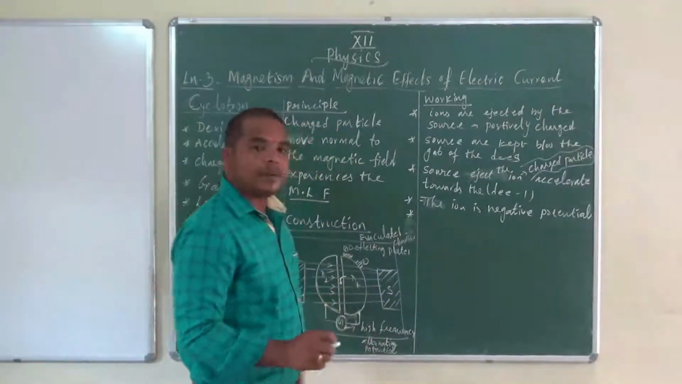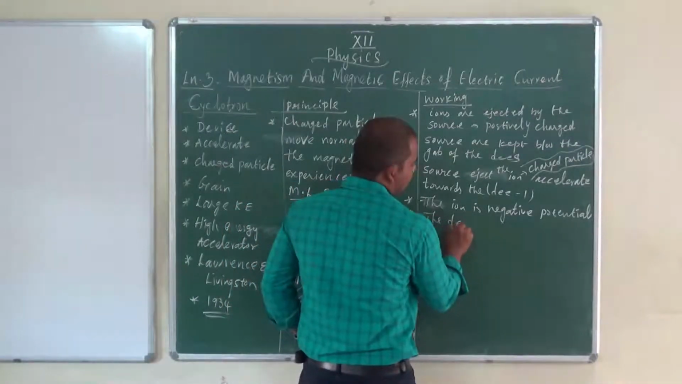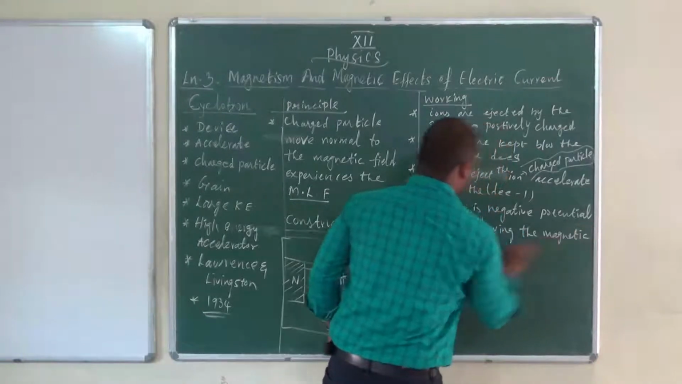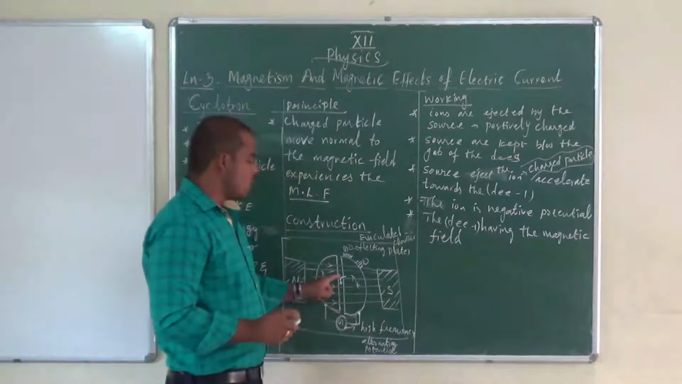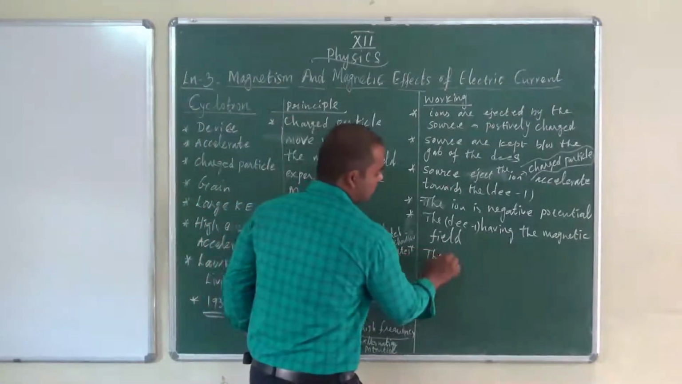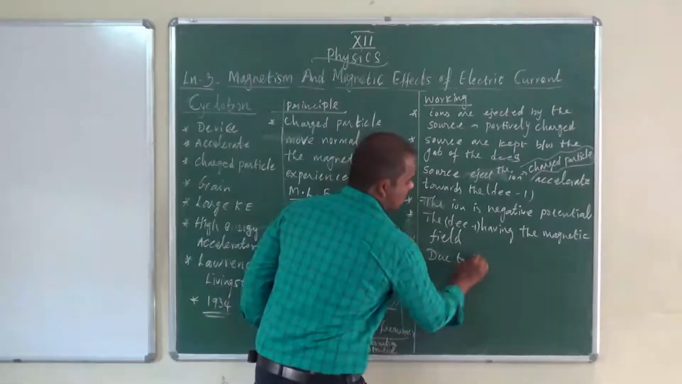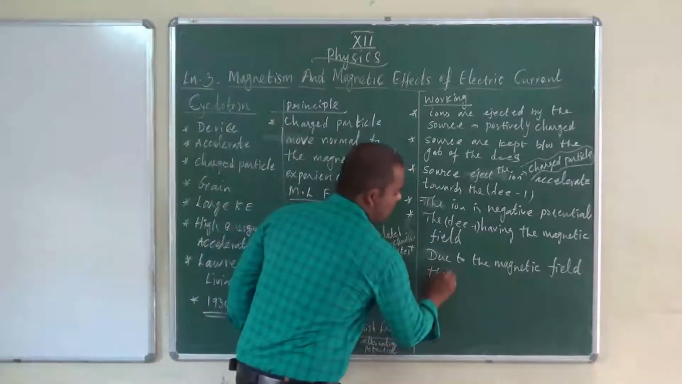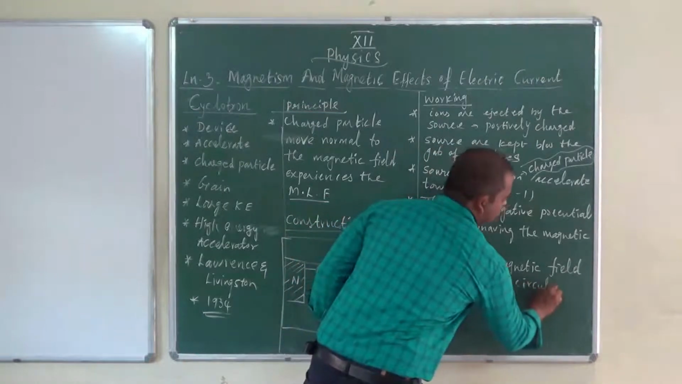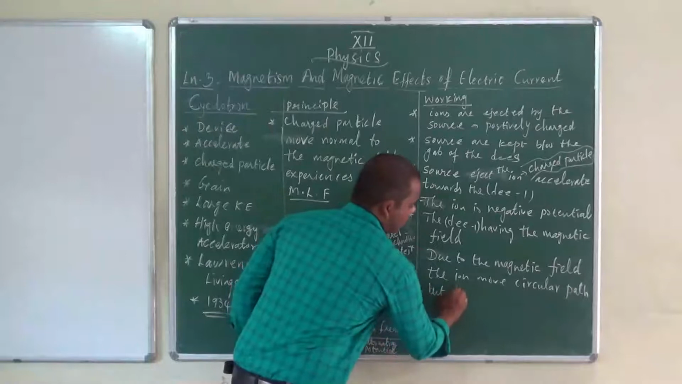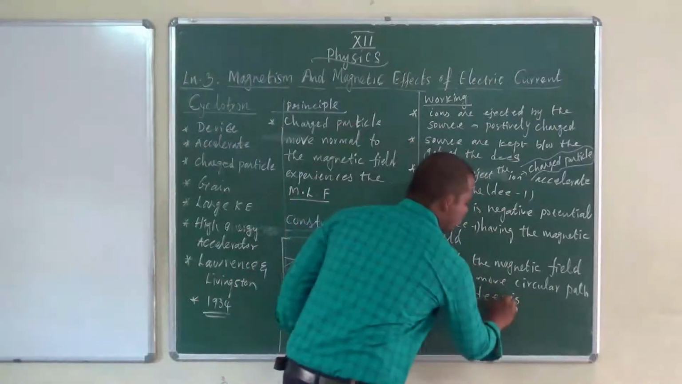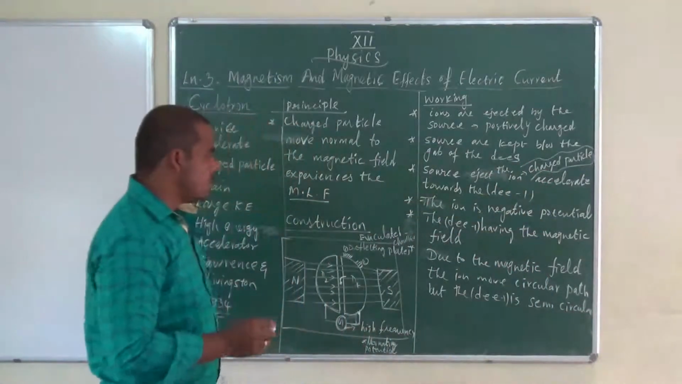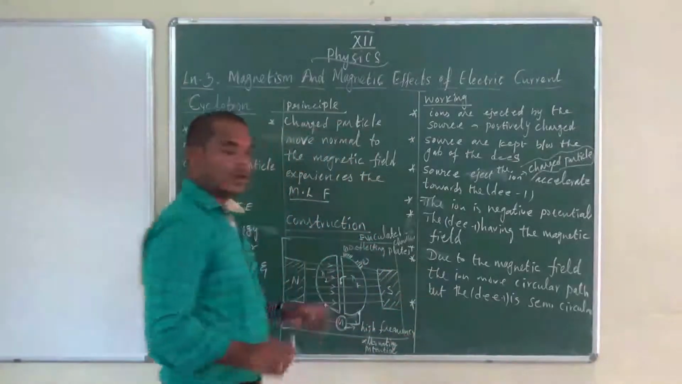D1 has the magnetic field, isn't it? Here the magnetic field is there. Due to the magnetic field, what happened? The ion moves in a circular pattern, but the D1 is semicircular. So due to the semicircular shape, it completes the semicircle.